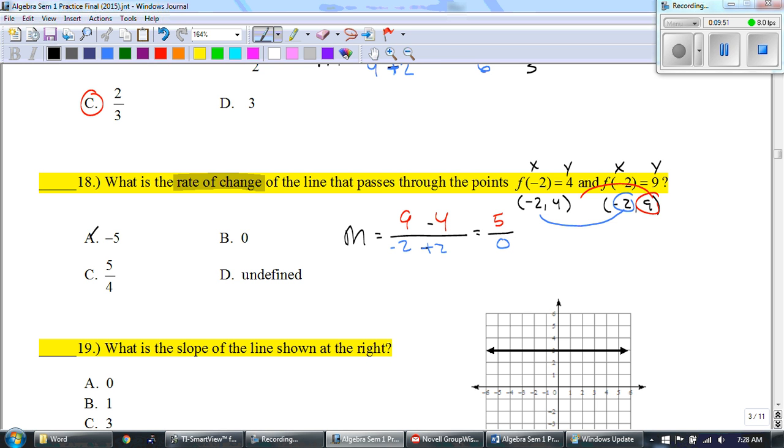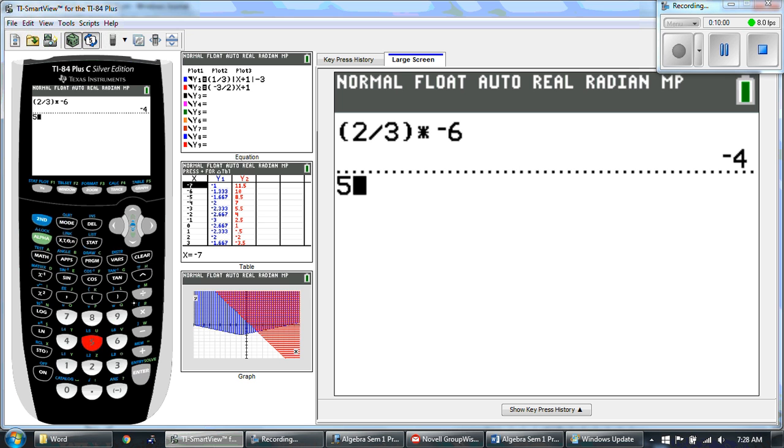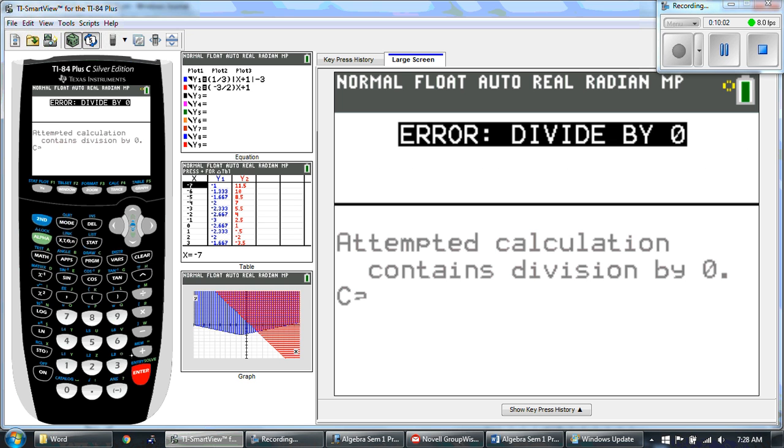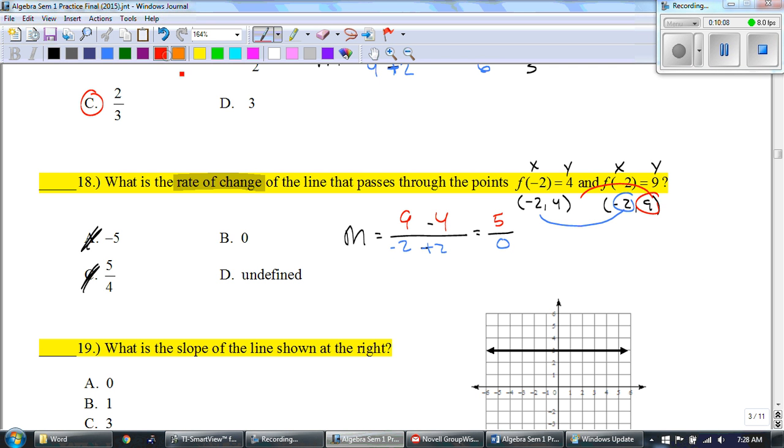So right away I can cross off A and C because those aren't going to be my answer. But is it 0 or is it undefined? Now, I always recommend you plug it in the calculator first before you guess. Okay, the big error came up, so I know that it's going to be undefined. We also talked about how the 0 is underneath, so it is undefined.